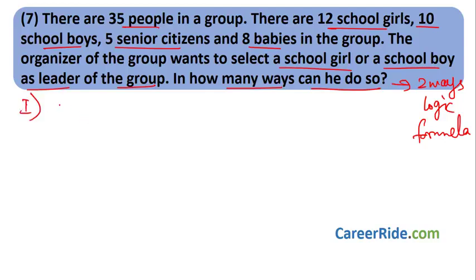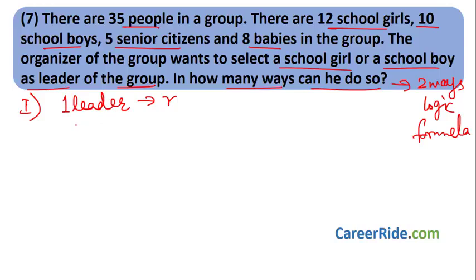Now formula. He wants to select a schoolgirl or a schoolboy as leader. How many leaders does the person want? The person wants one leader. So this is nothing but the value of R, because we select R things out of N. The organizer wants to select one leader. That is, R is 1, out of whom? Out of a group of 35 people.